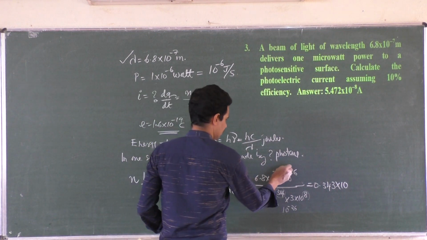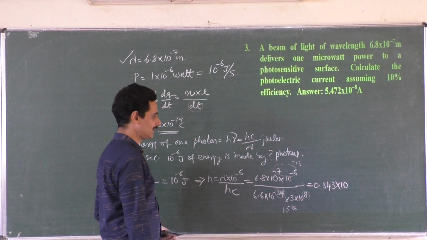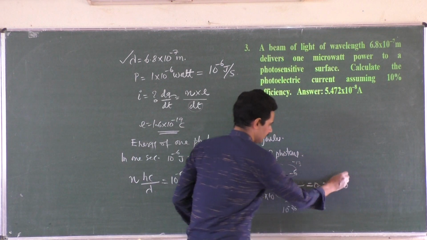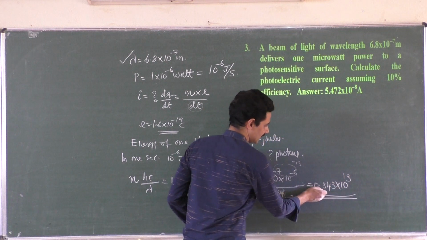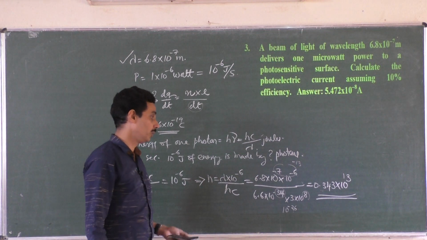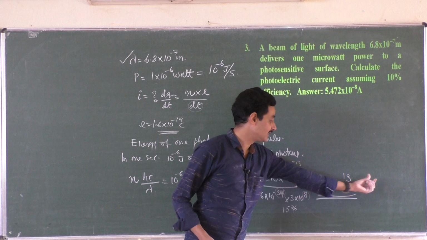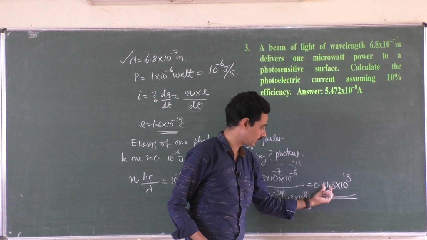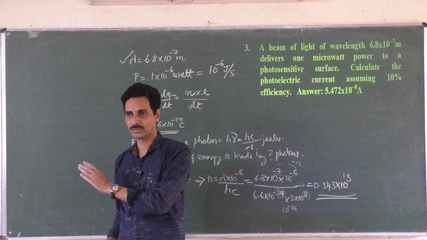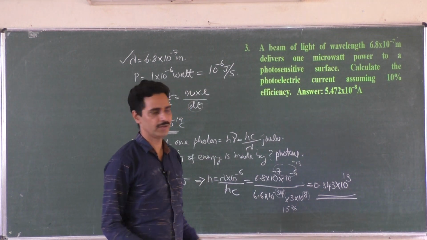What about this one? 10 to the power minus 13. When I bring it here, plus 26 minus 13, 10 to the power 13. It is a whole number now, even though this is a fraction, we have 10 to the power plus. So the number of photons is 343 and then 10 zeros. So many photons will be falling on the surface.